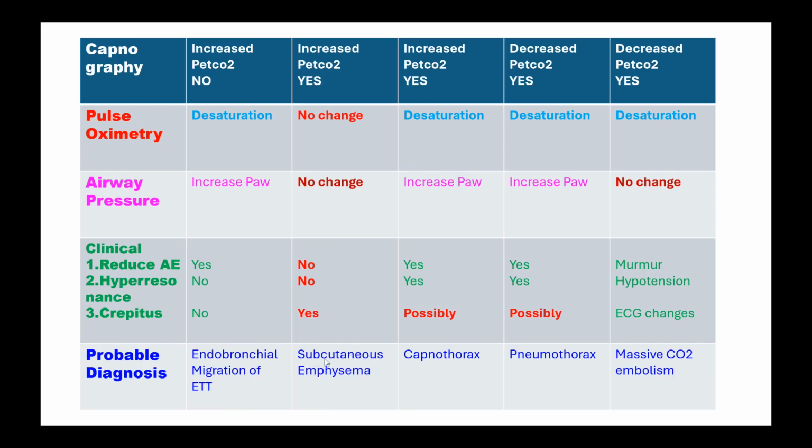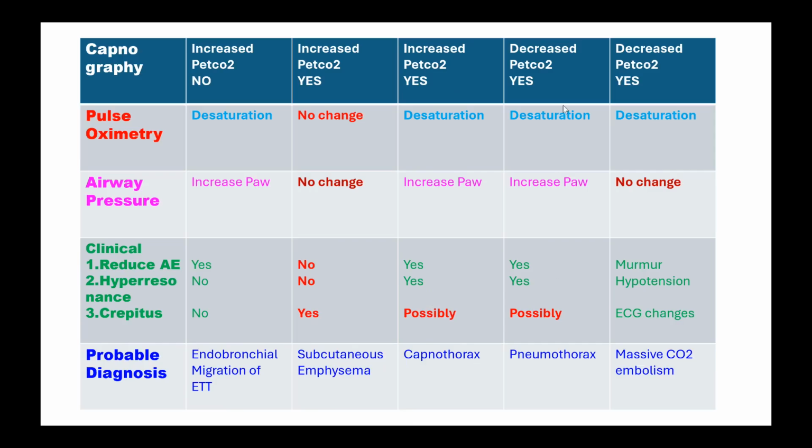If subcutaneous emphysema happens in laparoscopy, then what will happen? You will have increased EtCO2, but pulse oximeter may not have any change. Airway pressure will not have any change, and you will have crepitus occurring in the subcutaneous region. And if it is a capnothorax, again you will have an increase in EtCO2. Desaturation will also happen. Airway pressure also will go up. Air entry will be reduced. It will be hyperresonant, and crepitus also may sometimes be felt.